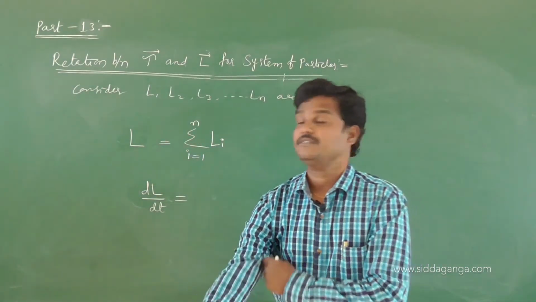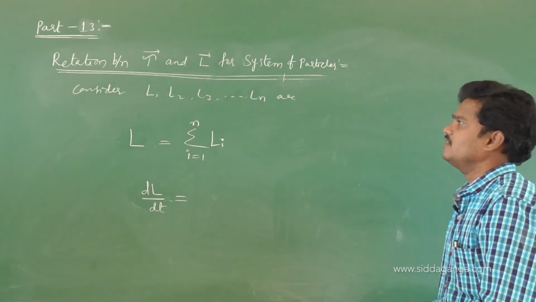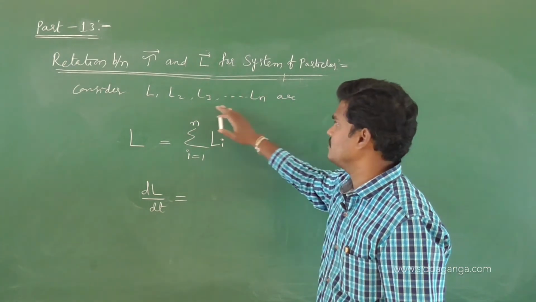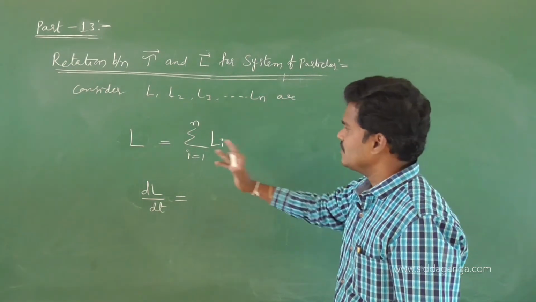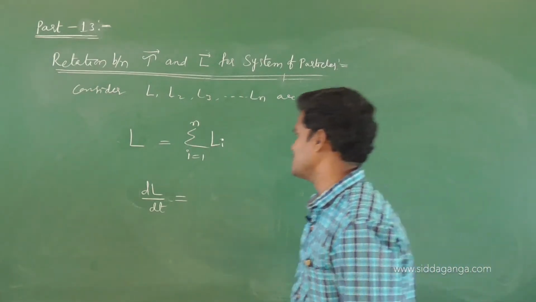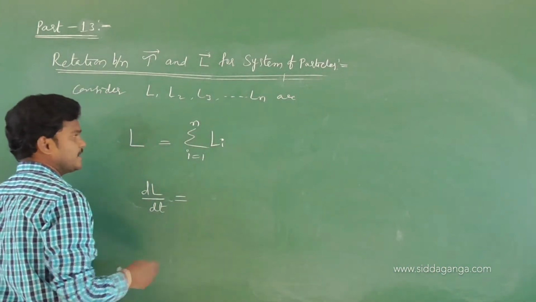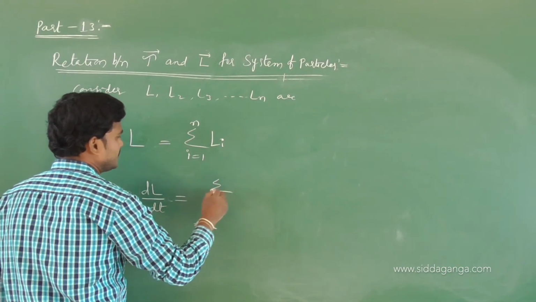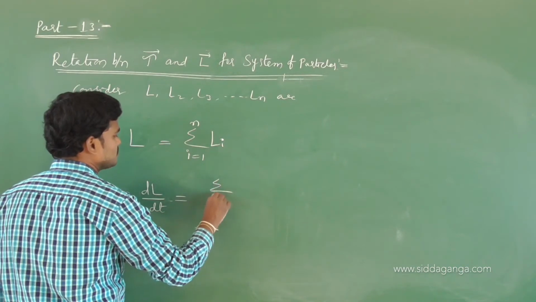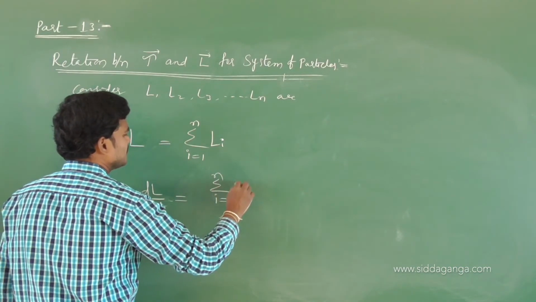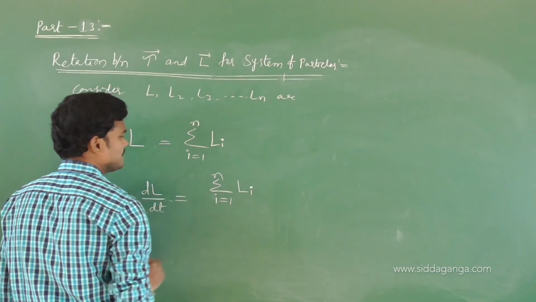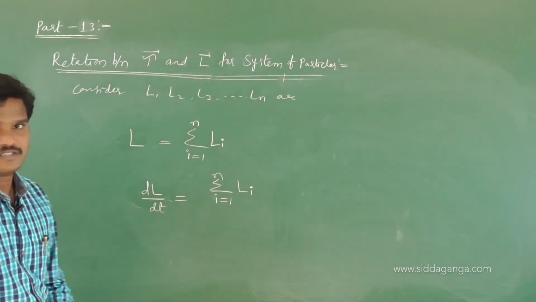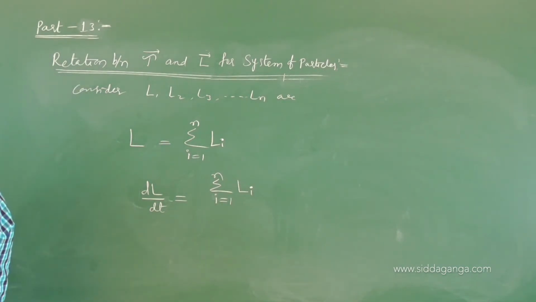Sorry for the delay. See, what I considered: L1, L2, L3 are the angular momentums of n particles. Now apply the differentiation on both sides, dL by dt. So this can be written as d by dt of the summation of i equals 1 to n of Li. Again something is missing here, just a minute, here again there is a difference.